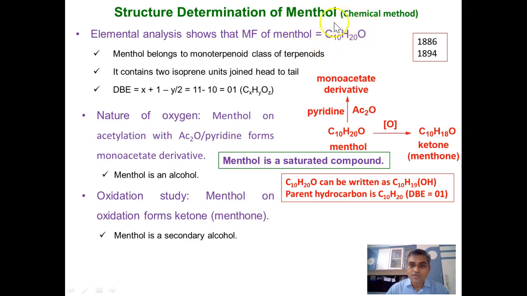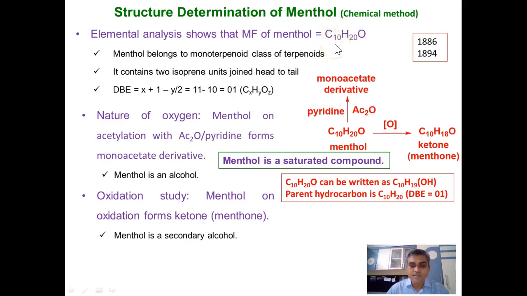The molecular formula of menthol gives very useful information about its structure. This molecular formula contains 10 carbon atoms, therefore it belongs to the class of monoterpenoids. The monoterpenoid class of terpenoids contains 2 isoprene units, and according to the special isoprene rule, these 2 isoprene units are joined through head to tail linkage.